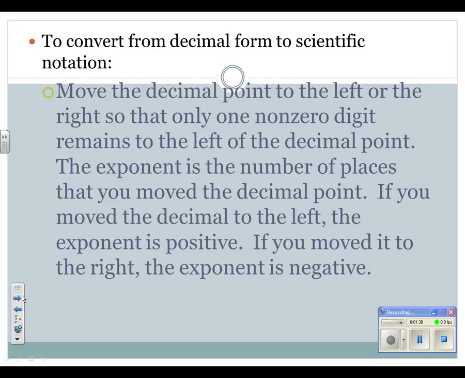So to convert from decimal form to scientific notation, there's this big long example. Move to the point where there's only one non-zero digit to the left of the decimal. Then however many places you had to move that decimal will be your exponent. If you moved it to the left, your exponent is positive. If you move to the right, your exponent is negative. You can also just type the number into your calculator and move it over to scientific form. But if you don't have a calculator, this will work just fine.